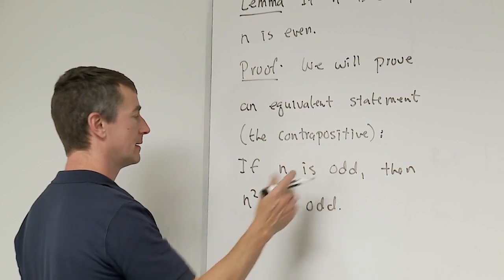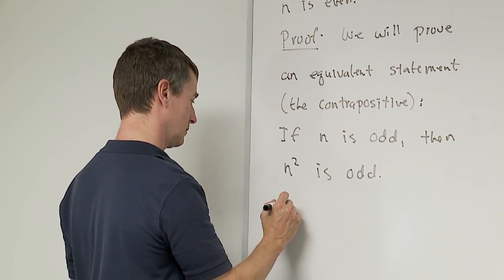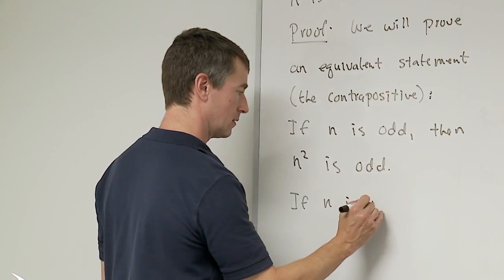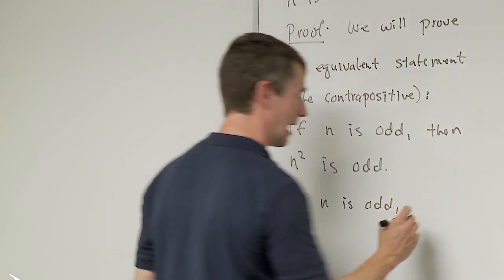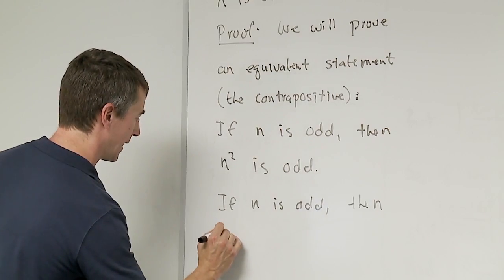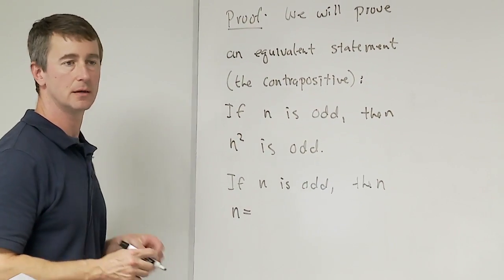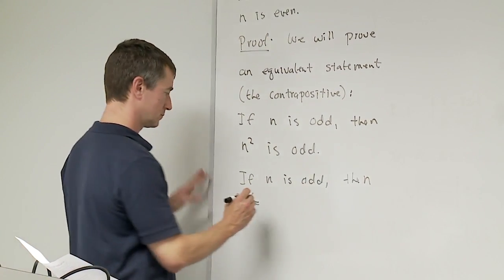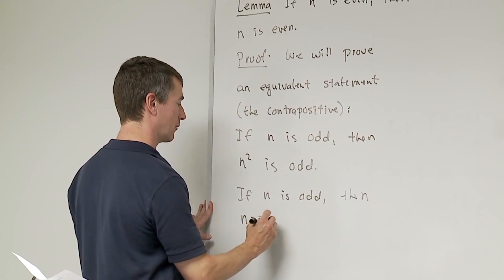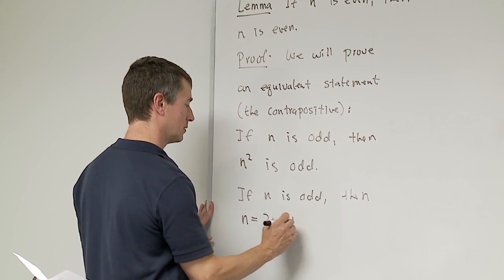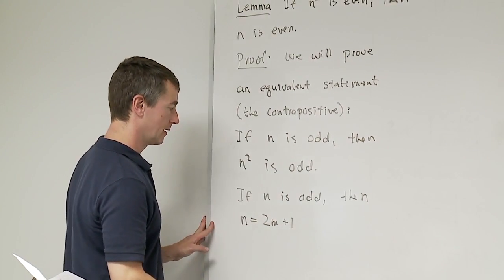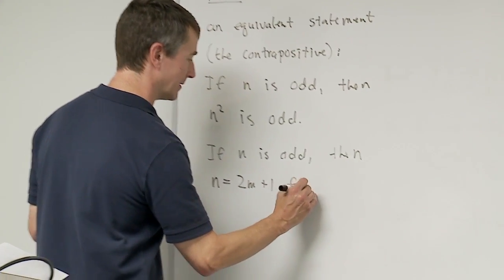So what does this mean? If n is odd, how can I write n? By our definition of odd, n equals what? 2n plus 1. 2 what letter did you say? M, sorry. M, right. We should not use the same letter. We should not have an n and an m there. 2m plus 1, where m is some integer, right?